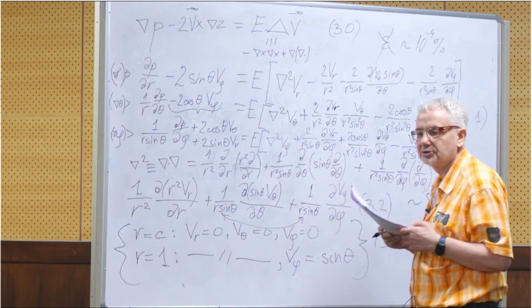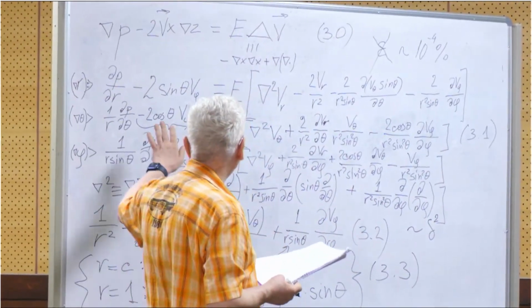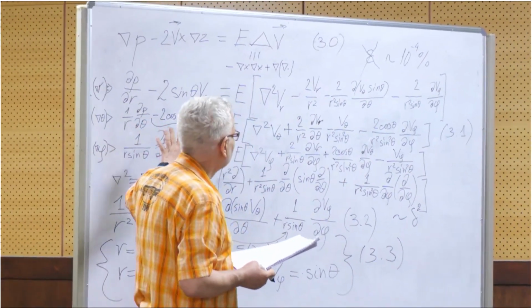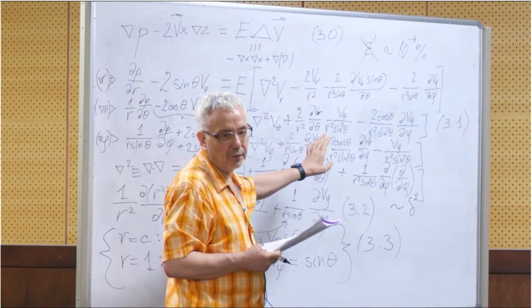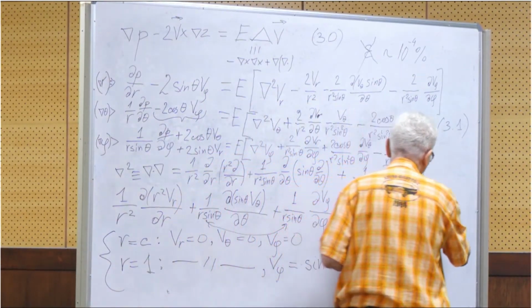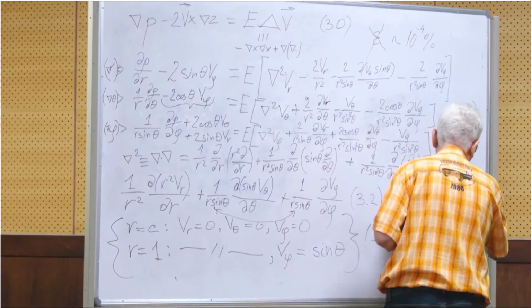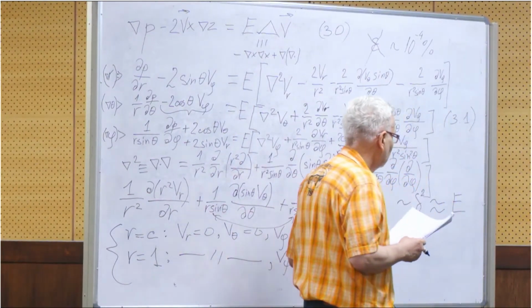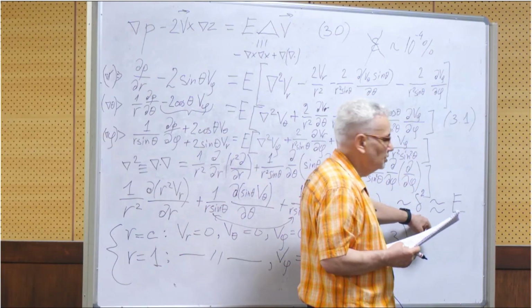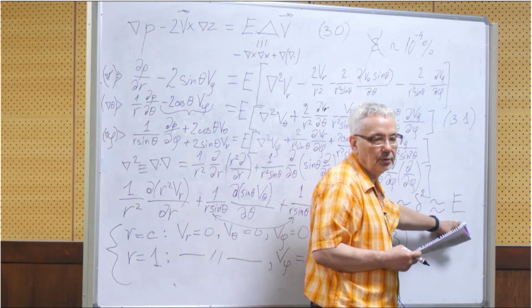Very roughly, to reach the balance between this Coriolis term and pressure term, of course, and this viscous term, we should very roughly, of course, reach a balance that the square of the thickness of the boundary layer is about the Ekman number.